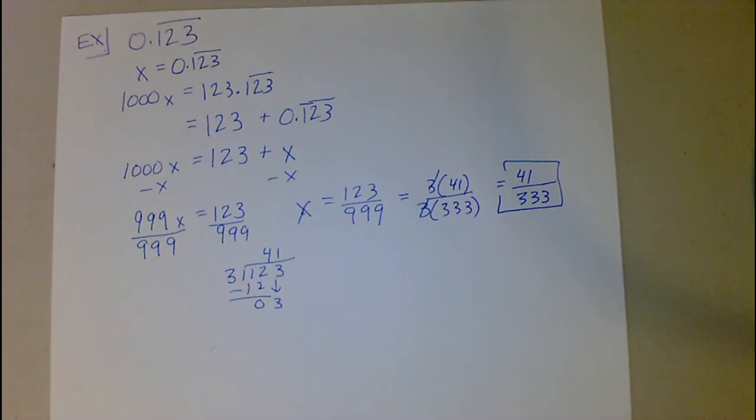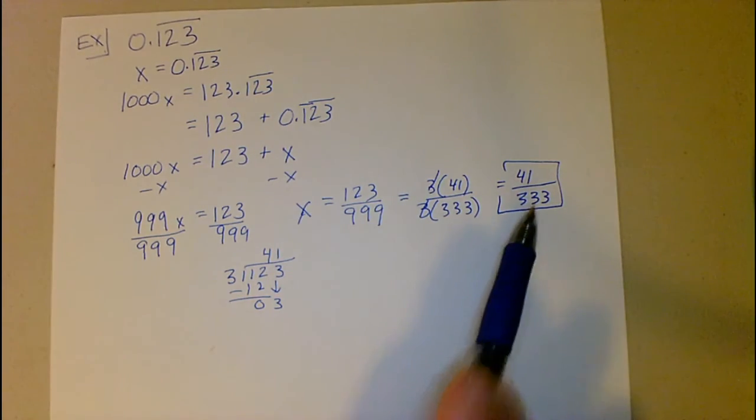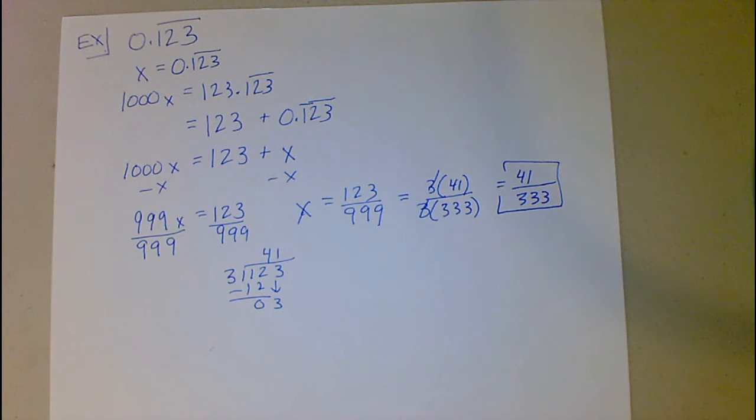Nothing will go into 333 that will also go into 41. As a matter of fact, I know that because 41 itself is a prime number, and so nothing goes into 41 other than 1 and itself. And 41 certainly does not go into 333. So I know that I am done with that answer.